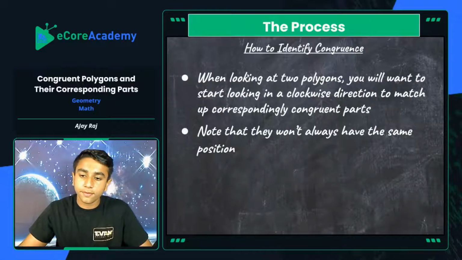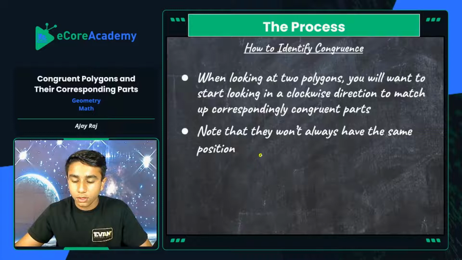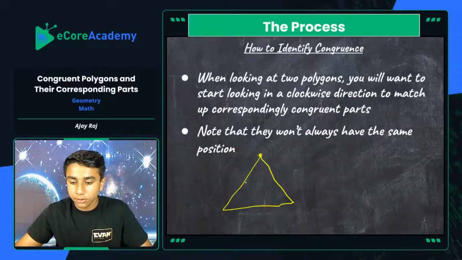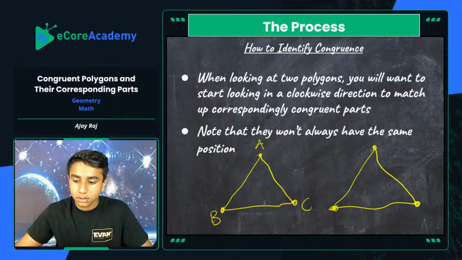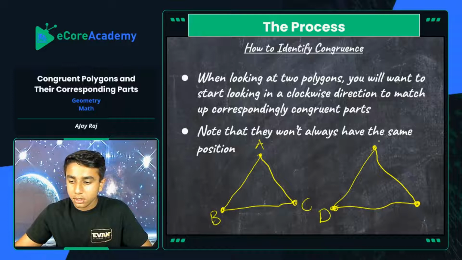So let's just revisit this here. I'm going to draw a little example here. So if we have triangle, I'll just draw out these two triangles. We'll assume that they're both congruent. So A, B, C, and D, E, F.